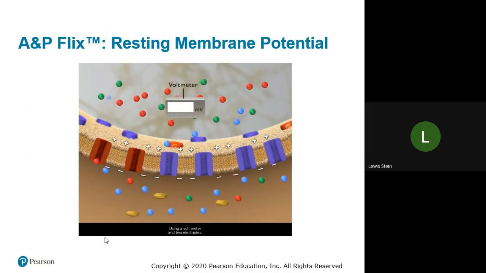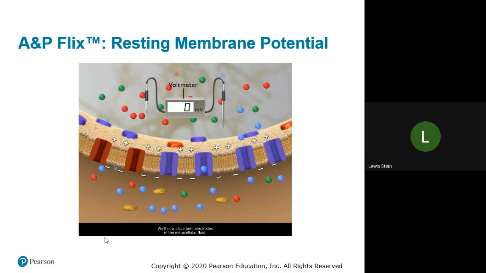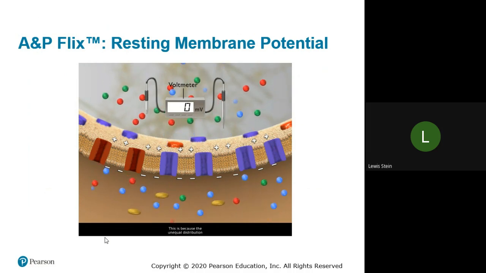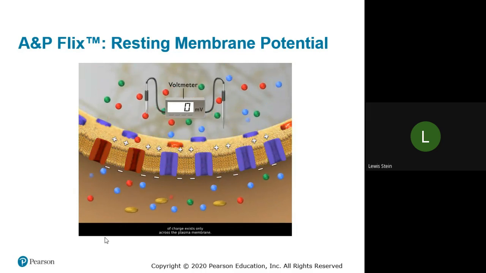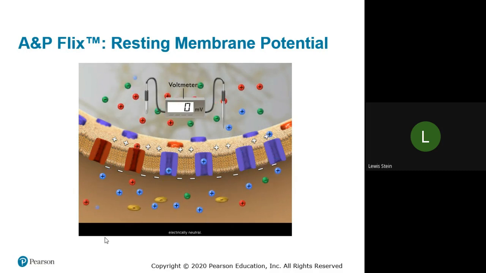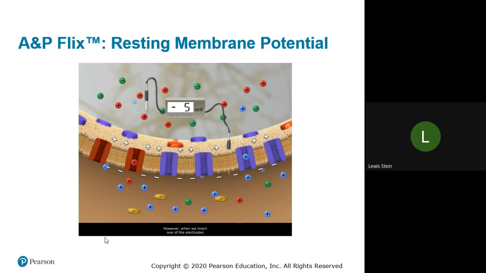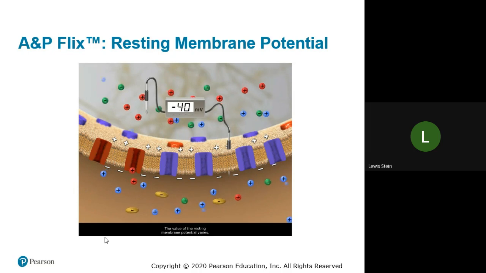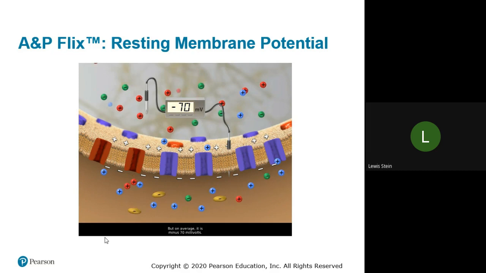We'll now place both electrodes in the extracellular fluid. Note that the voltmeter records 0 voltage. This is because the unequal distribution of charge exists only across the plasma membrane. The intra and extracellular fluids are otherwise electrically neutral. However, when we insert one of the electrodes into the intracellular fluid, a voltage is recorded. The value of the resting membrane potential varies, but on average it is minus 70 millivolts.